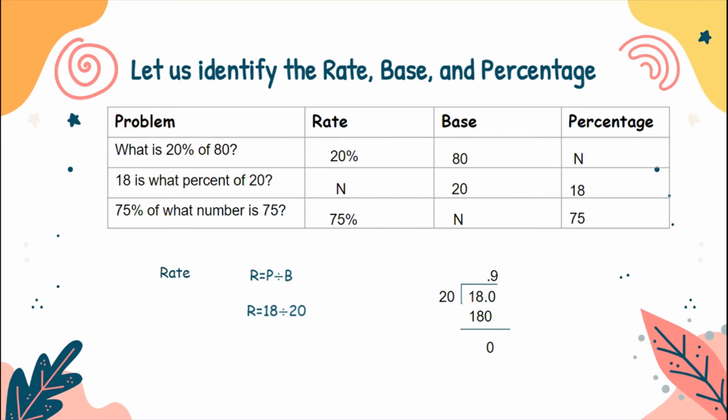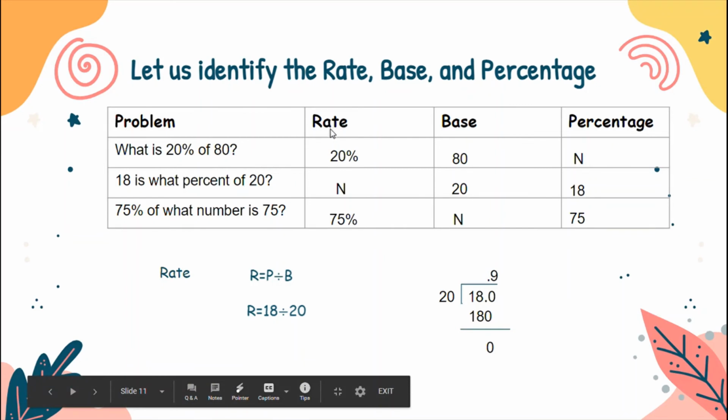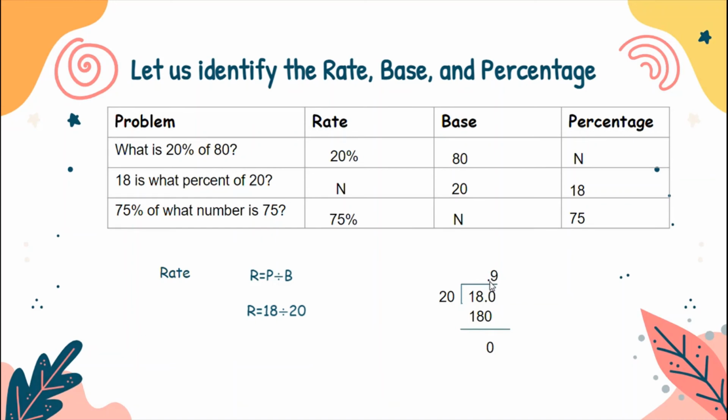Since we are looking for the rate, and rate carries the percent symbol, our answer here in decimal needs to be converted. To convert a decimal to a percent, just move the decimal point 2 places to the right. Then that's the time you affix the percent symbol. So to move this, 1, 2, the answer is 90. Then just affix the percent symbol. So the rate here is 90%.